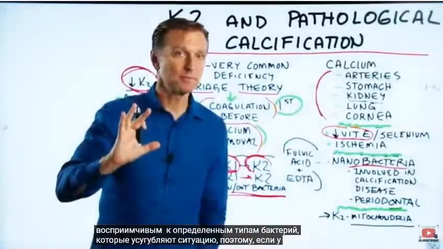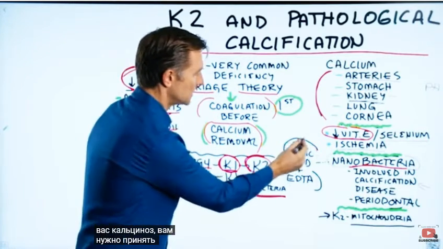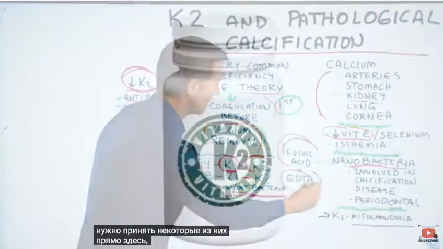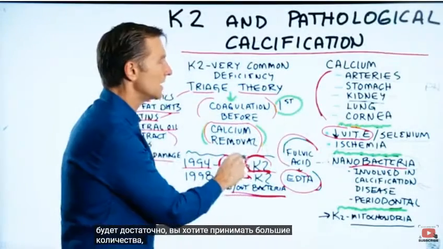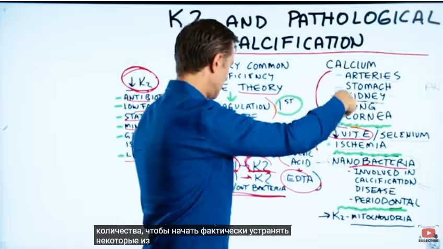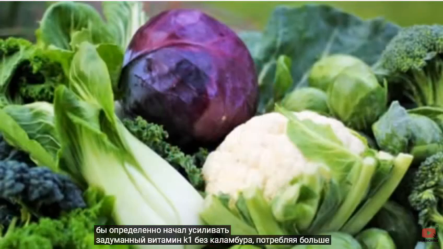So, in summary, if you have calcification, what you need to do is take some of this right here. Make sure you start taking vitamin K2, because if you're trying to get this from food, probably is not going to be enough. You want to take larger quantities to start actually reversing some of this damage right here. And I would definitely start beefing up, no pun intended, vitamin K1 by consuming more leafy greens.